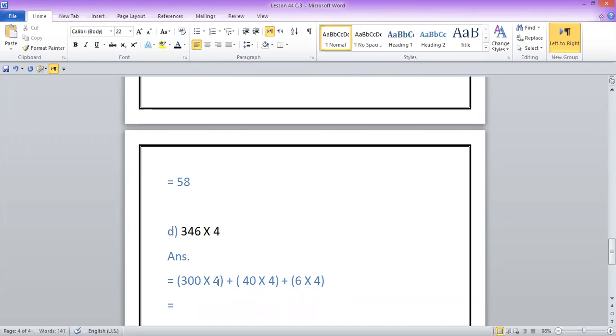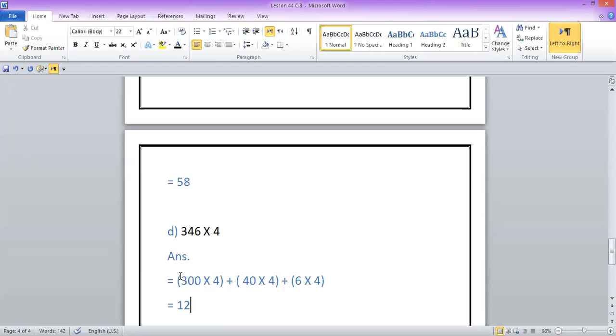So guys, now this is 300 and this is 4. Very easy. Whenever you are multiplying any number which has 1 zero or 2 zeros, it is very easy to multiply. Just multiply this 4 to the number 3. 4 multiplied by 3 equals 12. Very good. So I will write 12 here. Don't need to worry. Make it simple.